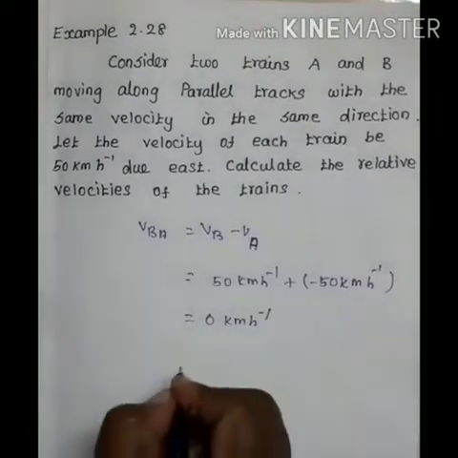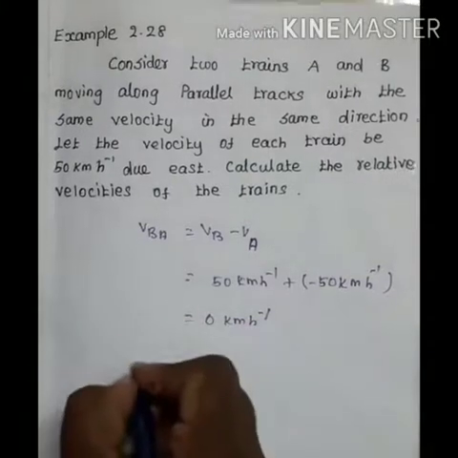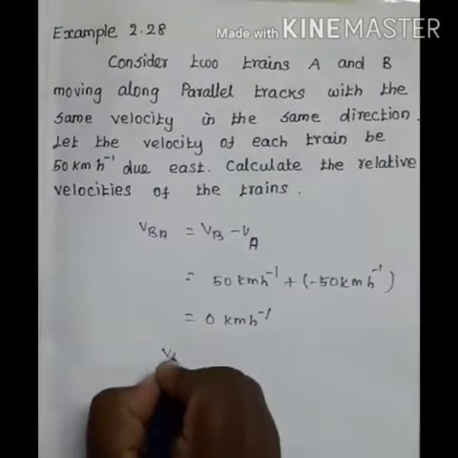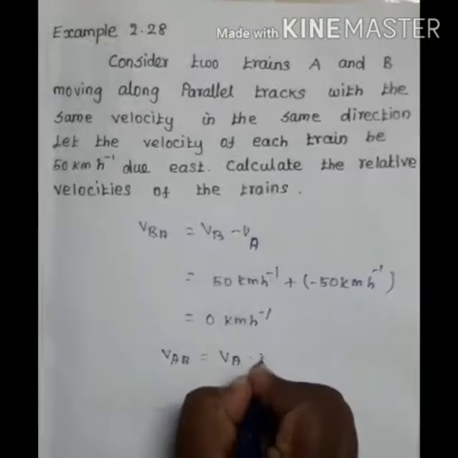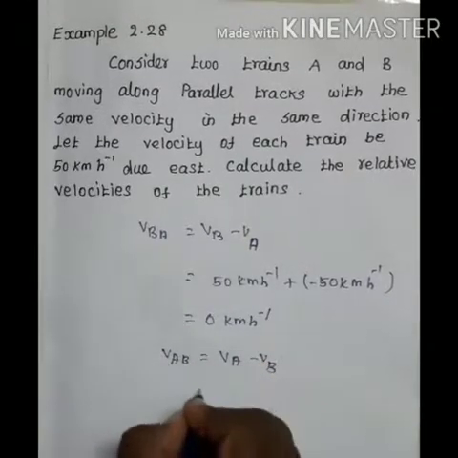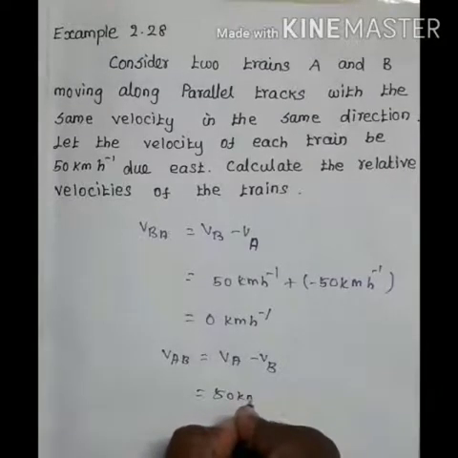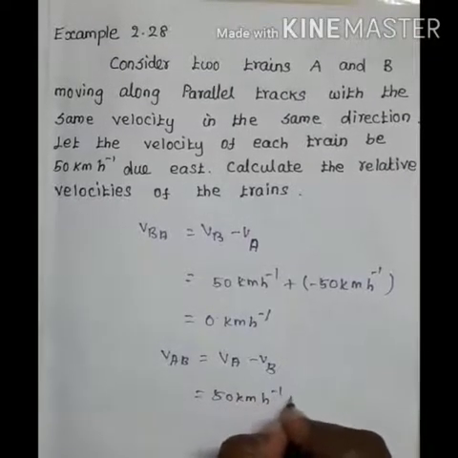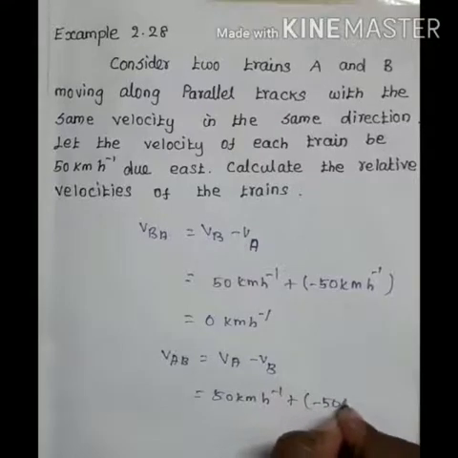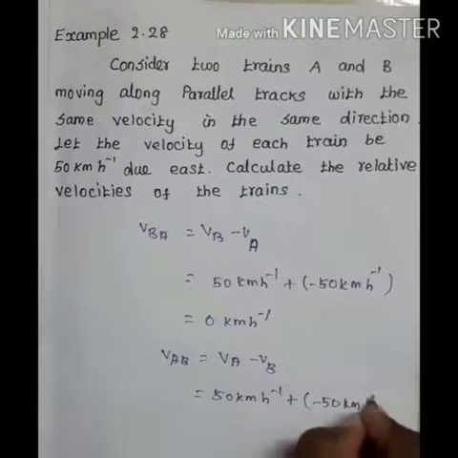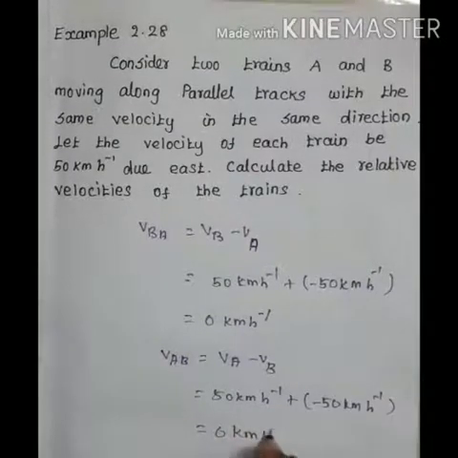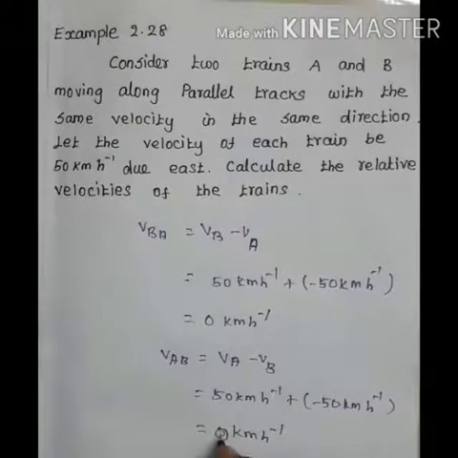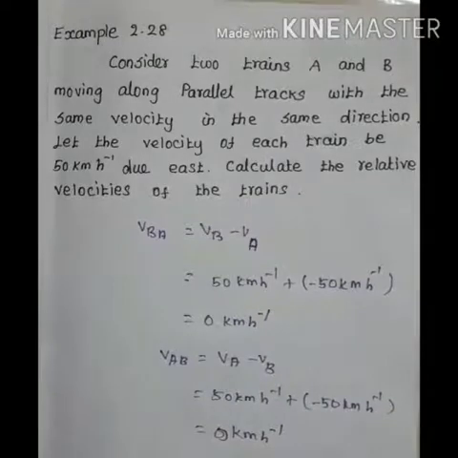Similarly, the relative velocity of A with respect to B: v_AB = v_A - v_B = 50 km/h - 50 km/h, which equals 0 km/h. Therefore, each train will appear to be at rest with respect to the other.